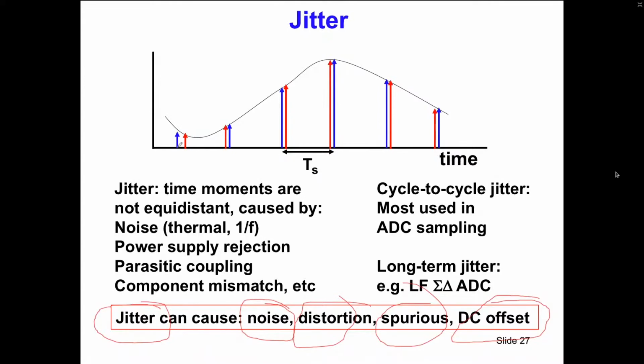Jitter is the random misplacement of sampling moments. So normally you want equidistant sampling moments, but due to a number of reasons like thermal noise, power supply rejection, parasitic coupling, component mismatch, you get misplacement of the sampling moments. There are quite a few possibilities to define jitter. In A to D converters, we mostly use cycle-to-cycle jitter. So if this is a sampling moment and that is a sampling moment, then we are interested in the difference between here and there.